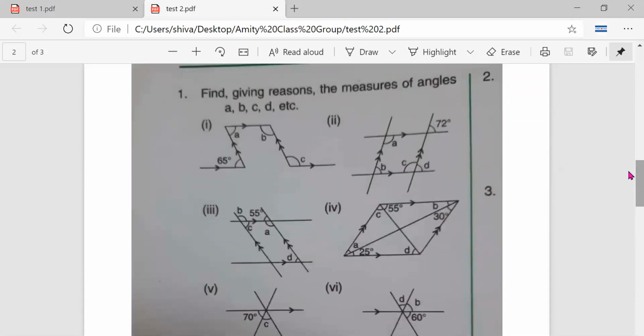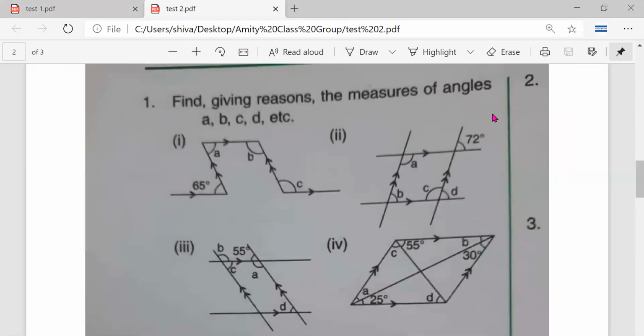Okay. Were you able to do this question, Mr. Satya? First part. Mr. Sarthak? Sir, just a second. Yes, sir. Mr. Satya, can you tell me how to do this question? Sir, this is a Z. So A will also be 65 because it's a Z.